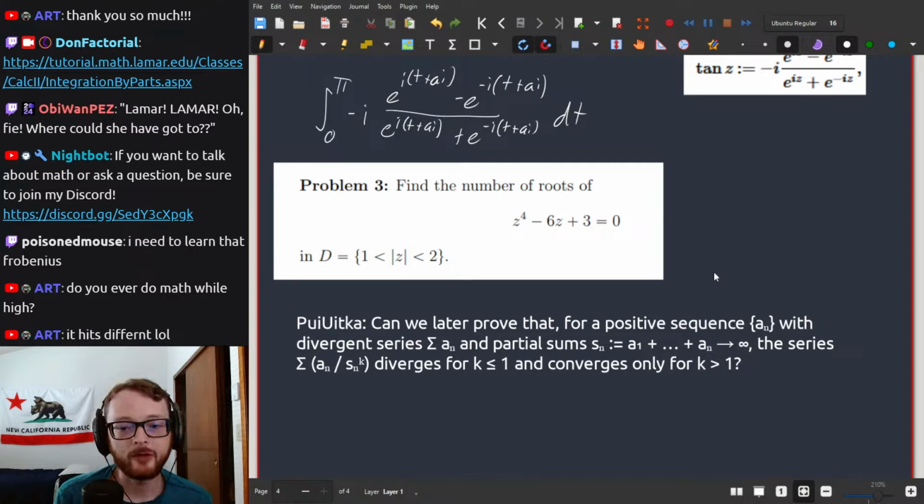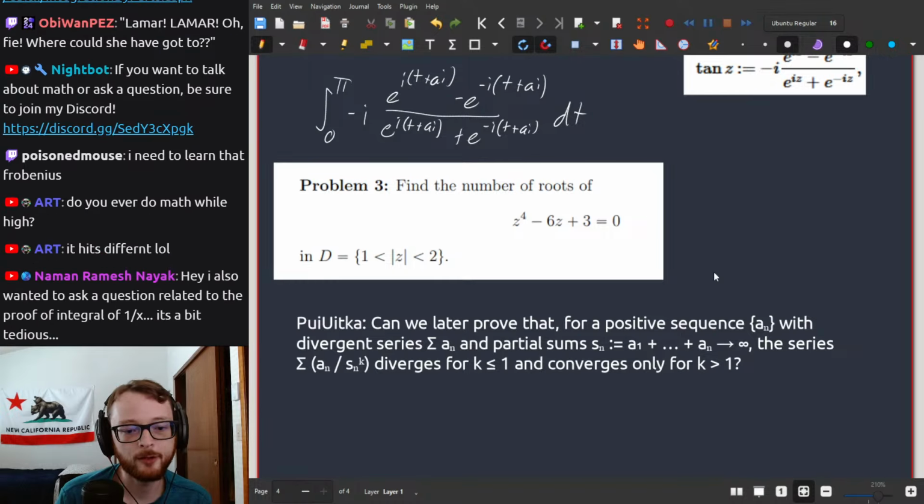For positive sequence a sub n with divergent series sigma a sub n, and partial sums going to infinity, yeah, fair. The series a sub n over s sub n to the k diverges for k less than... Whoa.